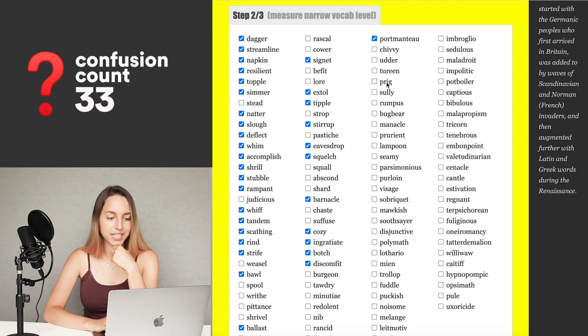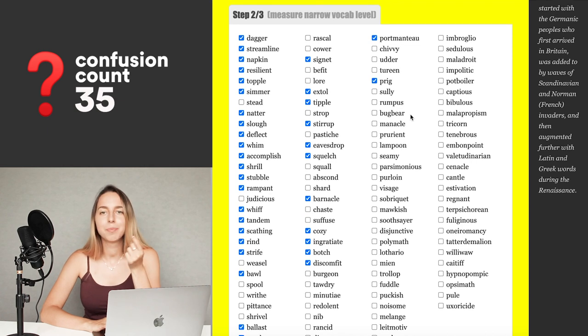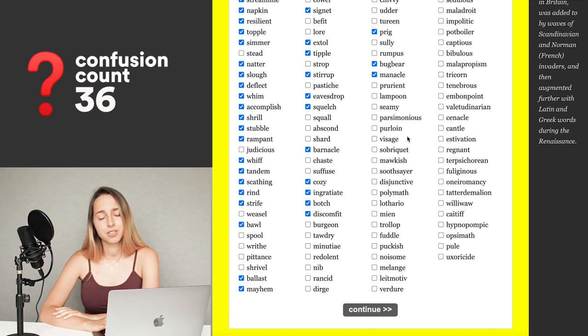Dreen, prig, yes, finally. Sally, rumpus, bugbear. A bugbear is something that causes you constant fear or anxiety, such as this test to me right now. Manacle, prurient. Who knows those words?